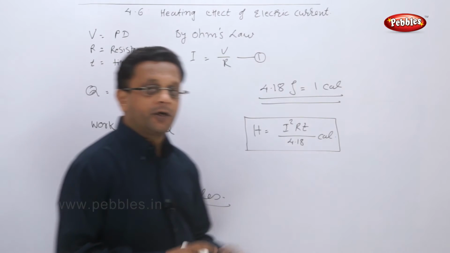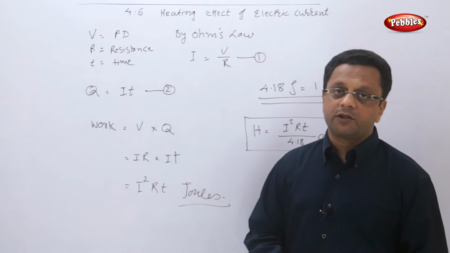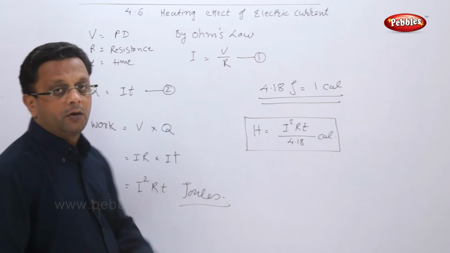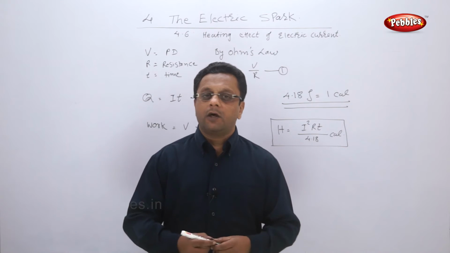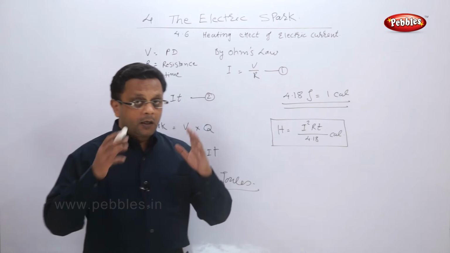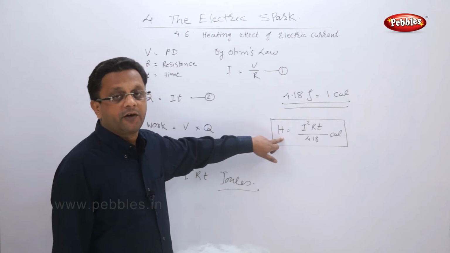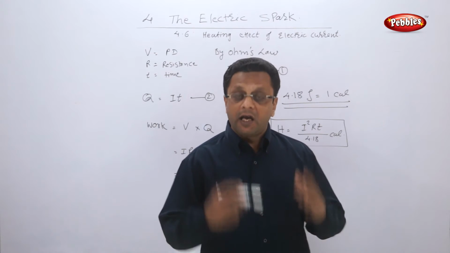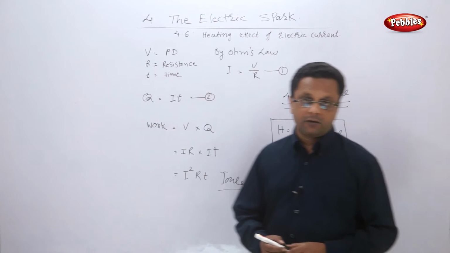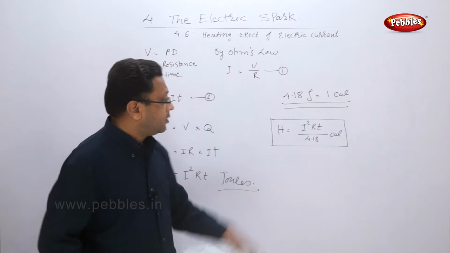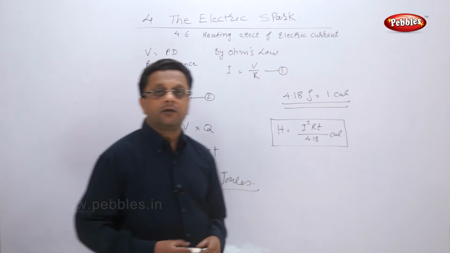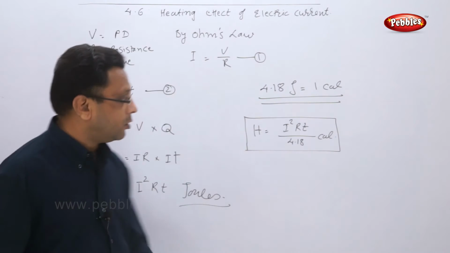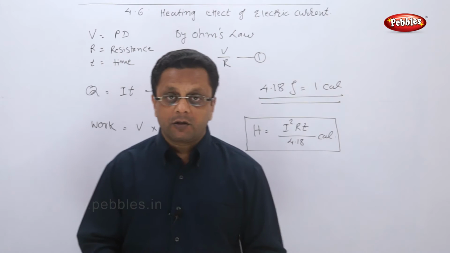You can go either way, or you can just learn this formula by heart. There will be sums based on this. So heat will be equal to I square RT upon 4.18 calories. Now how will you state Joule's law? The amount of heat H generated in a conductor of resistance R when a current I flows through it for t seconds will be directly proportional to the square of the current, directly proportional to the resistance, and directly proportional to the time for which the current is flowing.